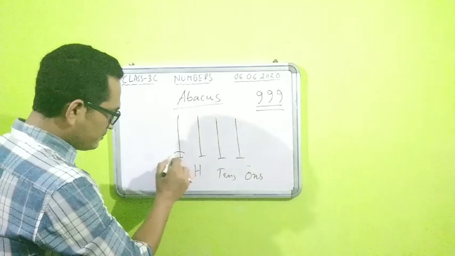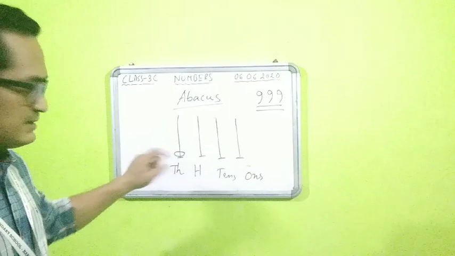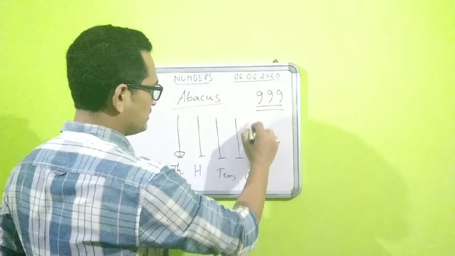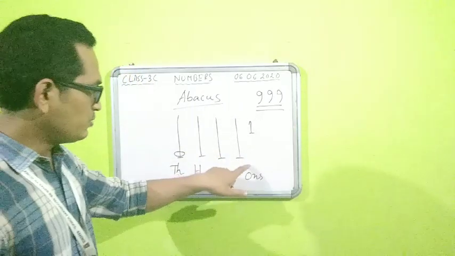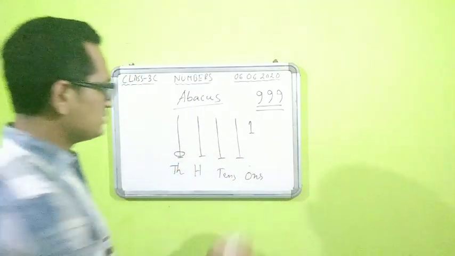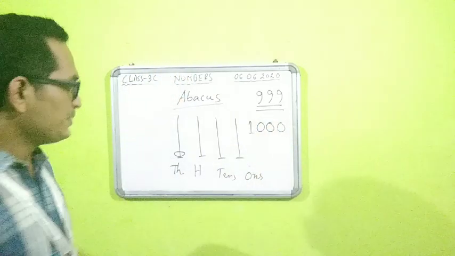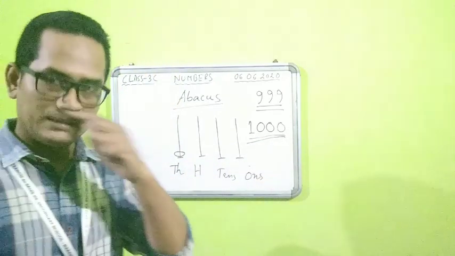Now I will put a bead here in the thousands place. So this is one bead, which means it will be 1. And there are no beads here. If you see, ones, tens, hundreds, there are no beads, so that will be 0, 0, 0. So you can say we got a number, and that number is 1000.